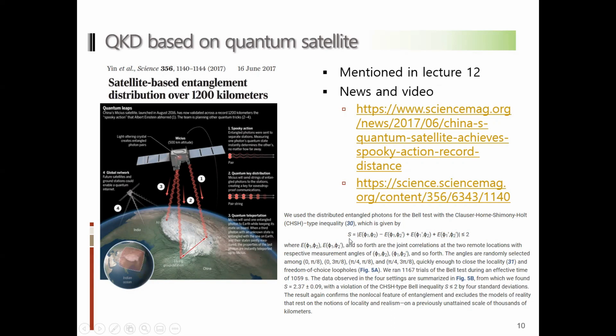In that case, their measured S value was 2.37, which was much larger than 2. So in principle, they can confirm that their generated photons are entangled over a long distance. And in this case, they can say that they can use this entangled pair for the purpose of quantum key distribution.